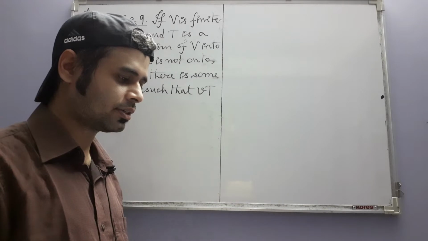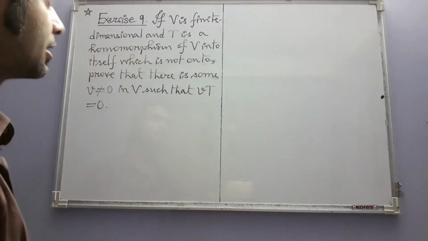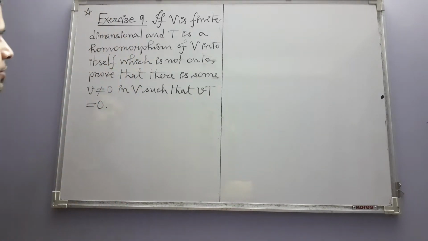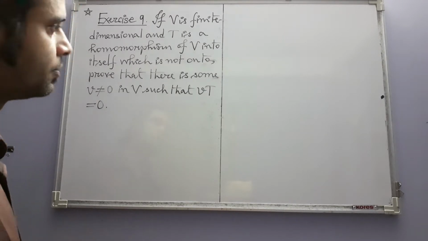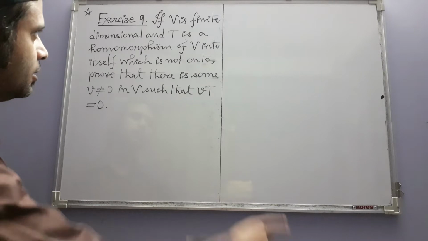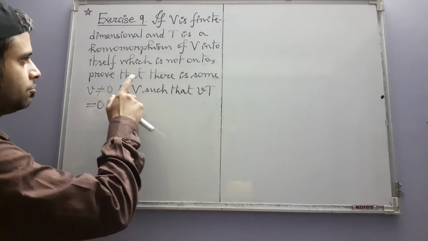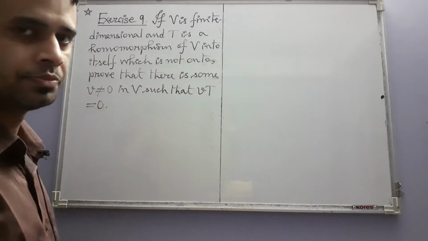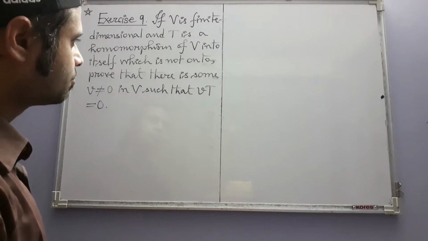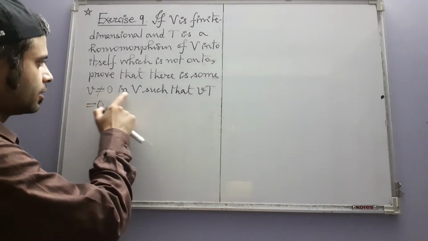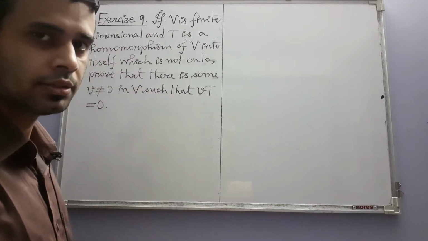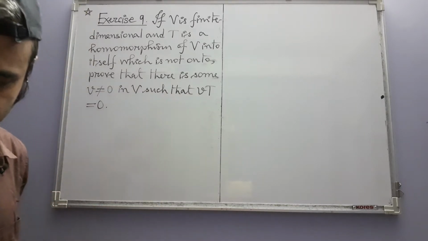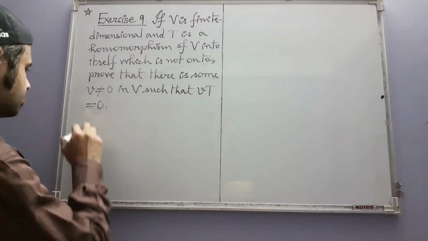Okay, so we continue with the next few exercises. This next one has a finite dimensional vector space V and a homomorphism T from V into itself, which is not onto. We have to prove that there is a non-zero vector in the vector space at which, if you evaluate T, you will get 0. So let's see how we can do this.